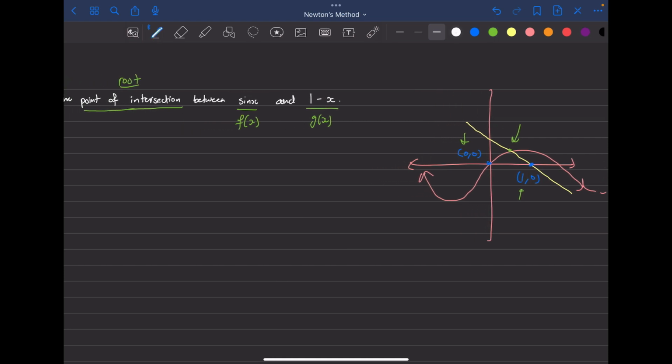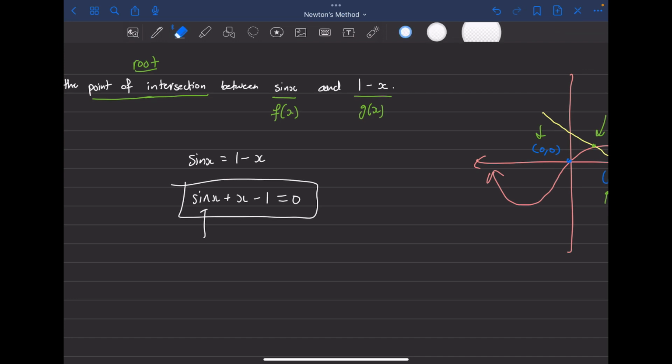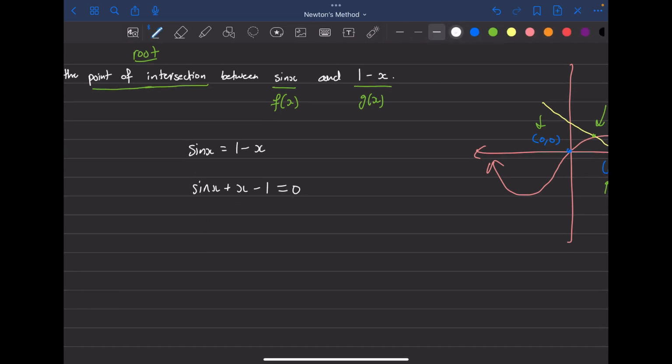And once again, let's first try to do this the way we're used to doing it. So let's say sine x is equal to 1 minus x. Let's try to solve this. So sine x plus x minus 1 is equal to 0, and we're stuck. There's no way of finding what x is, because if this was a quadratic, we could use the quadratic formula. If it was a linear equation, we could use algebra in general. But if you have sine x, you can't really solve this, and we're stuck.